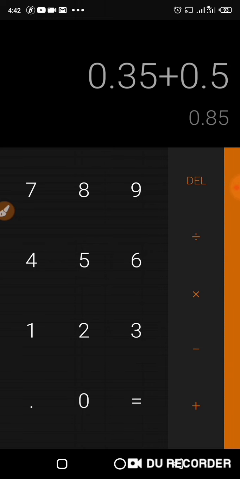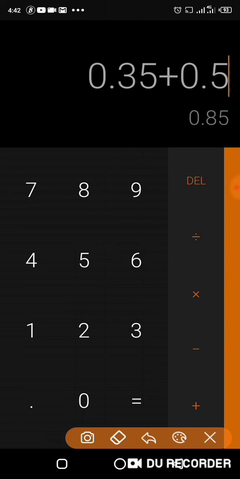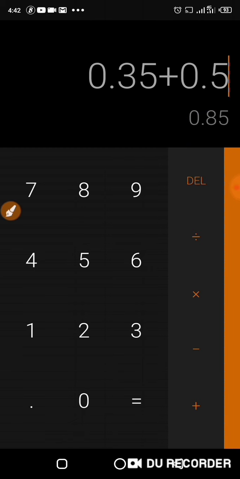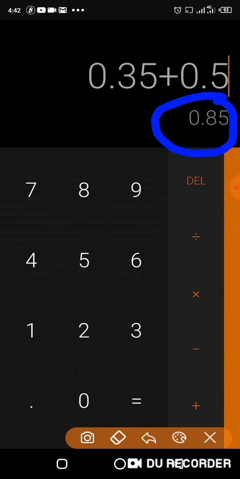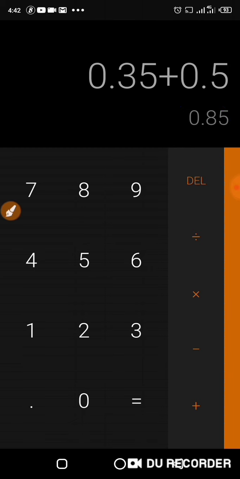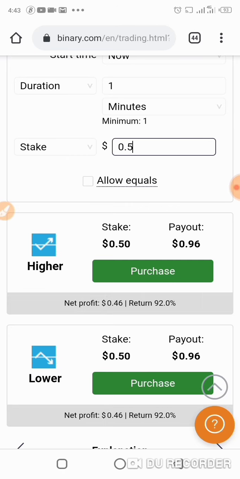So you can see that both our previous trade and this trade, the total that we have spent here is 0.85. So what we'll do is increase our stake to where we are going to get this 0.85 back, and also get a small cent as a profit. So we have lost 0.85, and we'll be trying to get the 0.85 back.